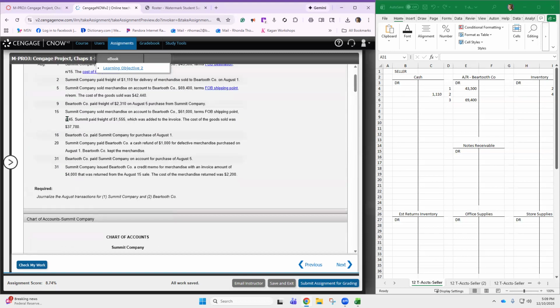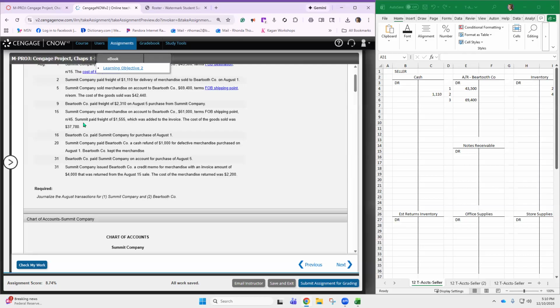So Summit, and this is August 15th. Summit Company sold merchandise on account to Beartooth, this time for $61,000 worth of the sale. FOB shipping point again, they get 45 days to pay their invoice, but Summit is going to write a check to the freight company, but add the amount of the freight to the invoice of Beartooth, because some freight companies won't do anything until they have a check in their hand. Yeah. So, and then we have the amount of the cost of the goods that we sold.